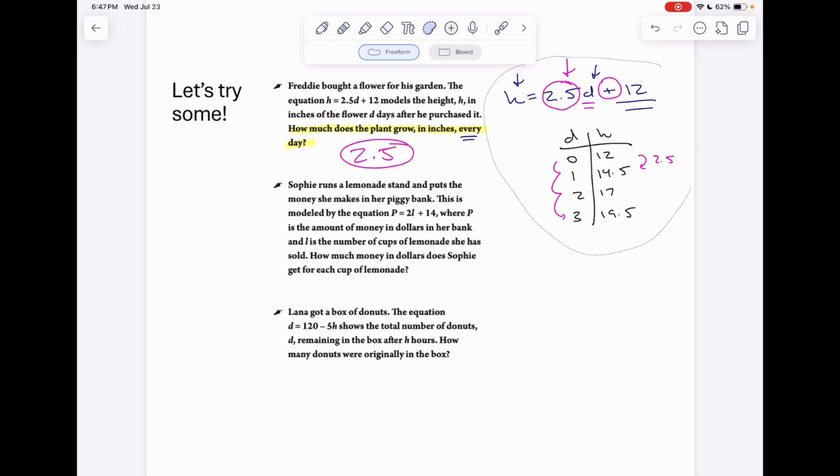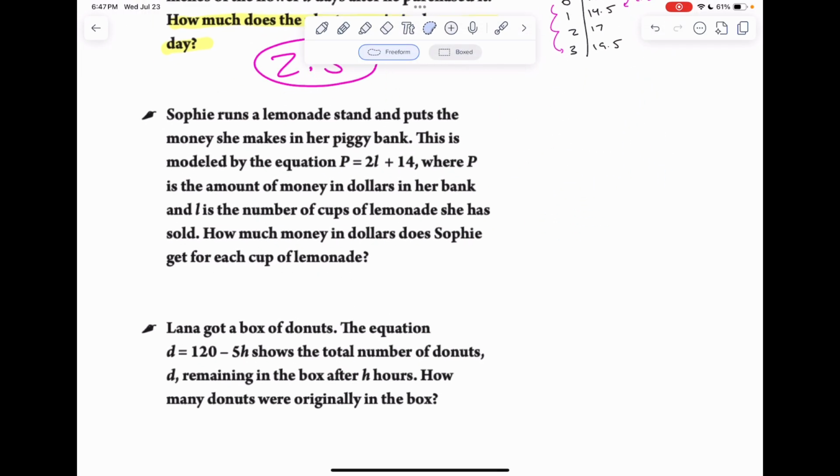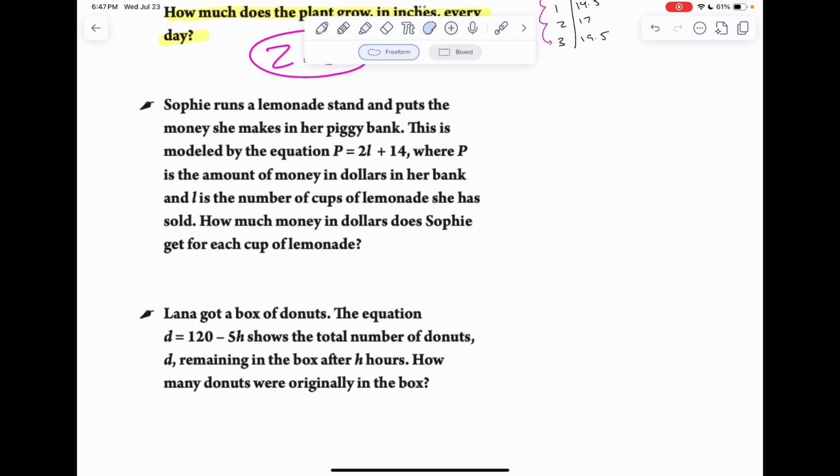Let's read question number 2. It says, make this a little smaller, give us some space. Sophie runs a lemonade stand and puts the money she makes in her piggy bank. This is modeled by the equation P equals 2L plus 14, where P is the amount of money in dollars in her bank and L is the number of cups of lemonade she has sold. How much money in dollars does Sophie get for each cup of lemonade?